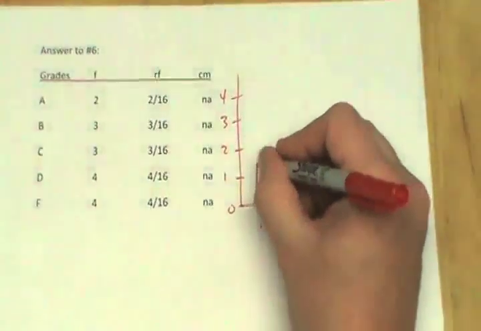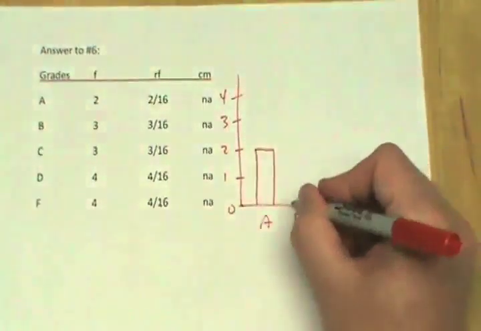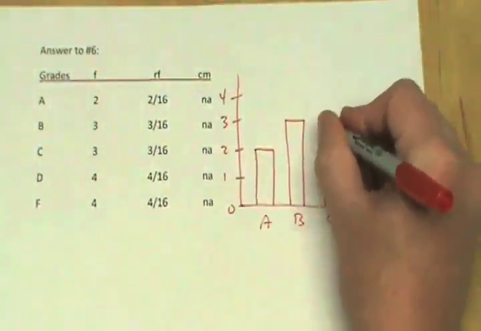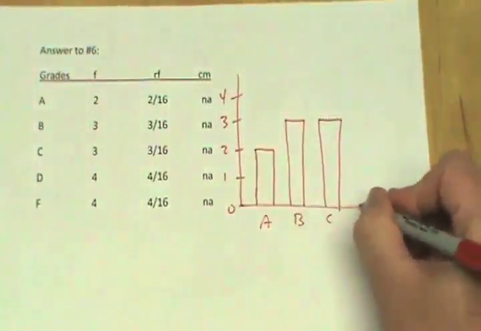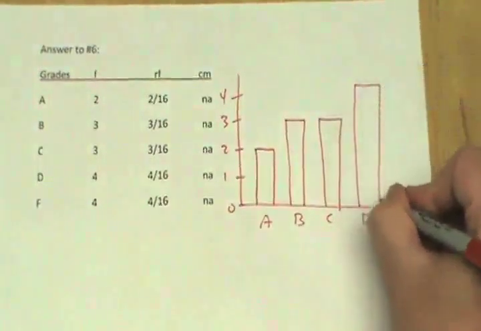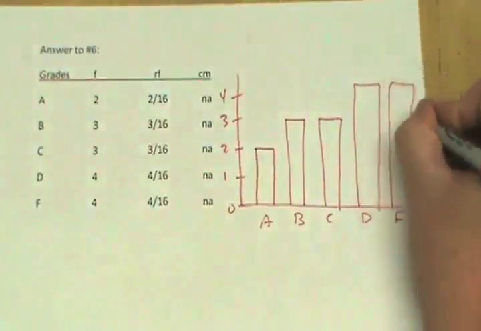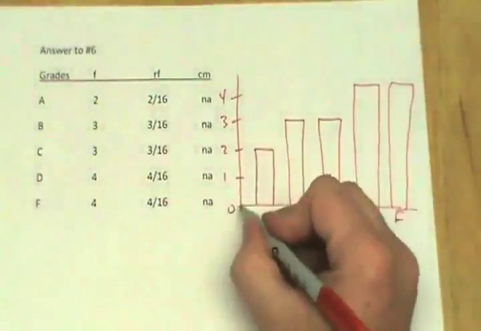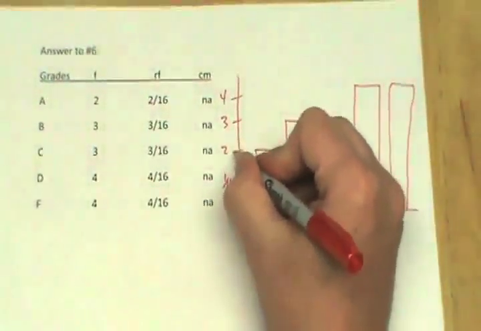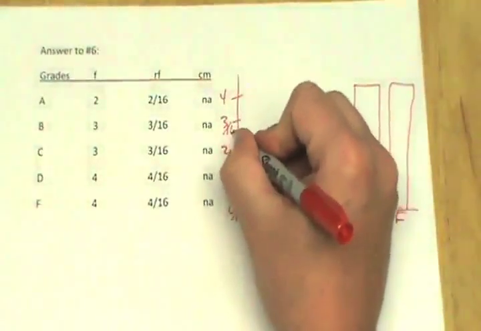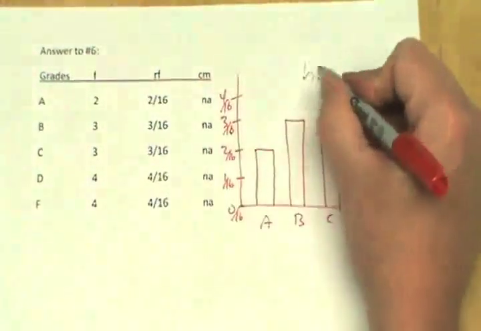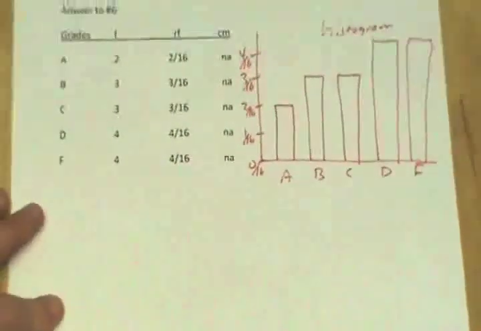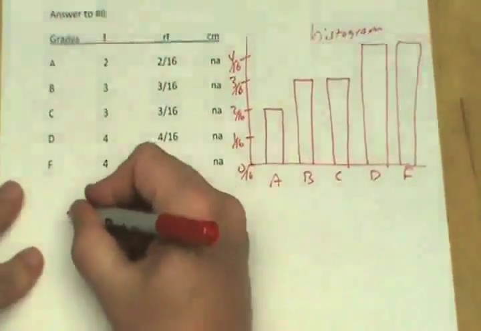2. B's were 3, C's were 3, D's were 4, and F's were 4. Okay. We would change these fractions now to sixteenths if we wanted the relative frequency histogram. Okay, that's the histogram.